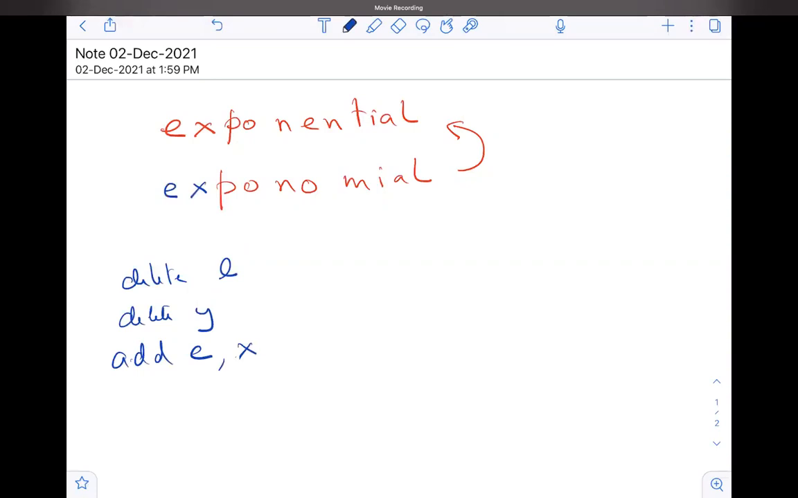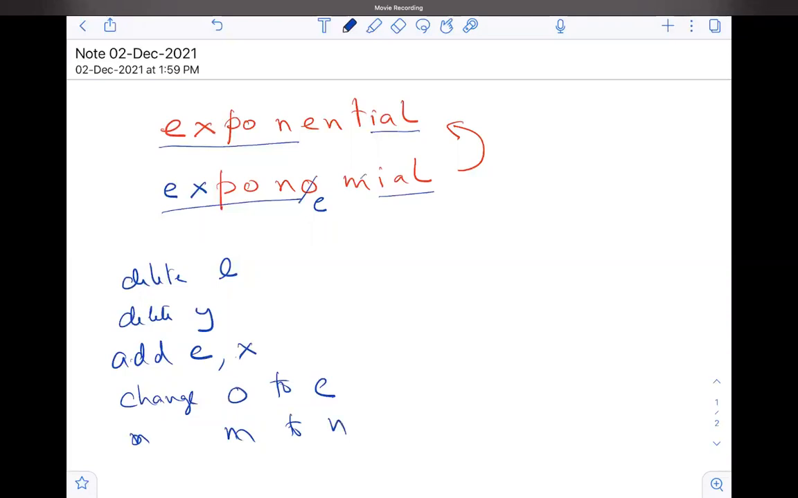Now what can I do? I know that there is something here that is the same, and I want to change them. One thing I can do is change O to E, so this becomes E. N to N, so this becomes N. And then add T in between here.